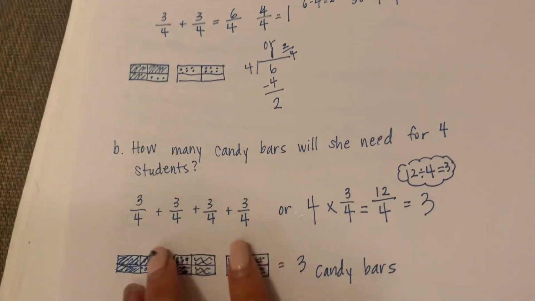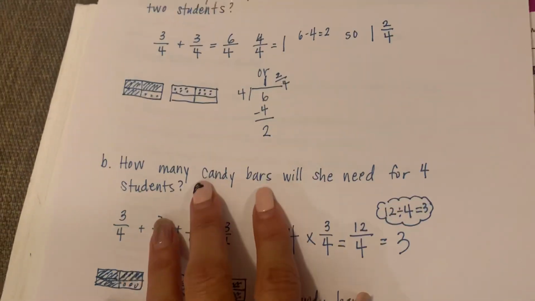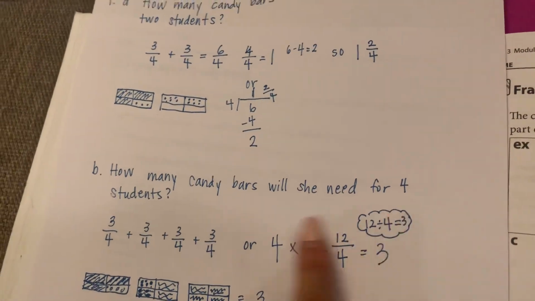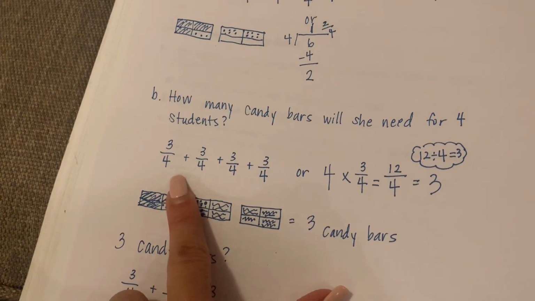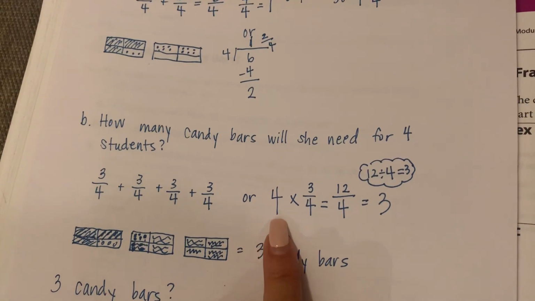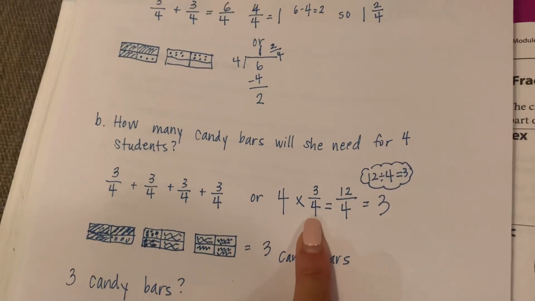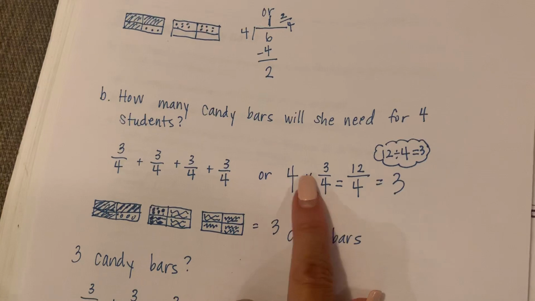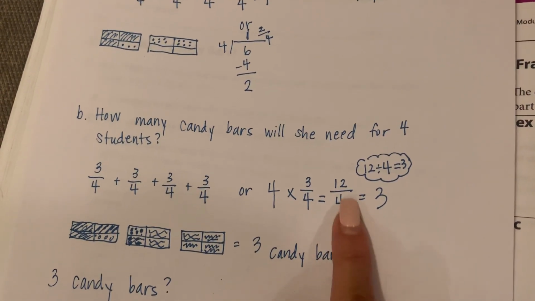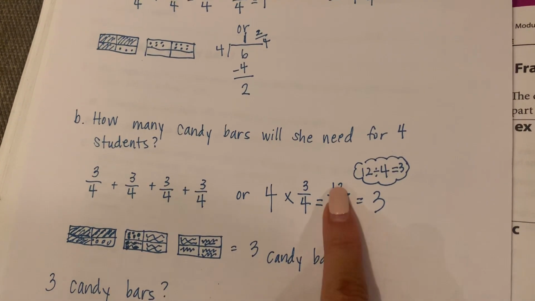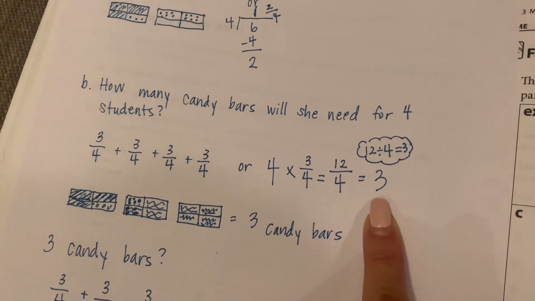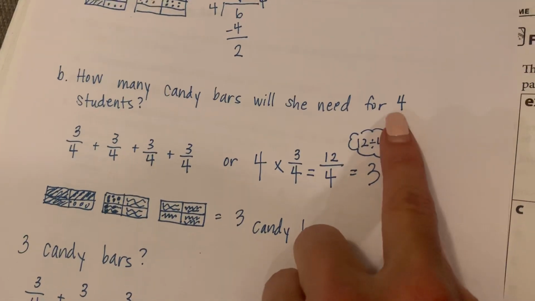Okay, and then problem B is asking, well, if she needs 1 2/4 for 2 students, how many is she going to need for 4 students? So same process, 3/4 plus 3/4 plus 3/4 plus 3/4, or you can even multiply 4 times 3/4, where you are multiplying 4 times 3 is 12. The denominator stays the same. And then here we have the problem 12 divided by 4. Well, how many candy bars is that? 3 whole candy bars. So she's going to need 3 whole candy bars for 4 students.